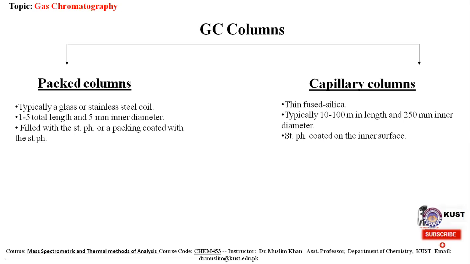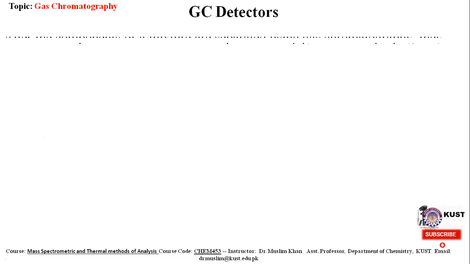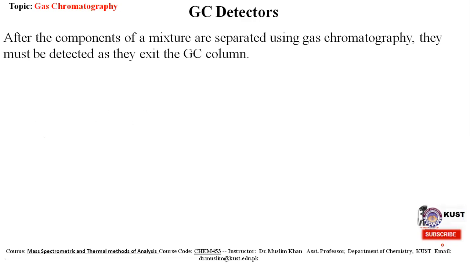Stationary phase coated on the inner surface of this capillary column provides much higher separation efficiency in comparison to packed column. But this column can be more easily overloaded by too much sample. So when this effluent is coming out of the gas column, it is subjected further to the detector.